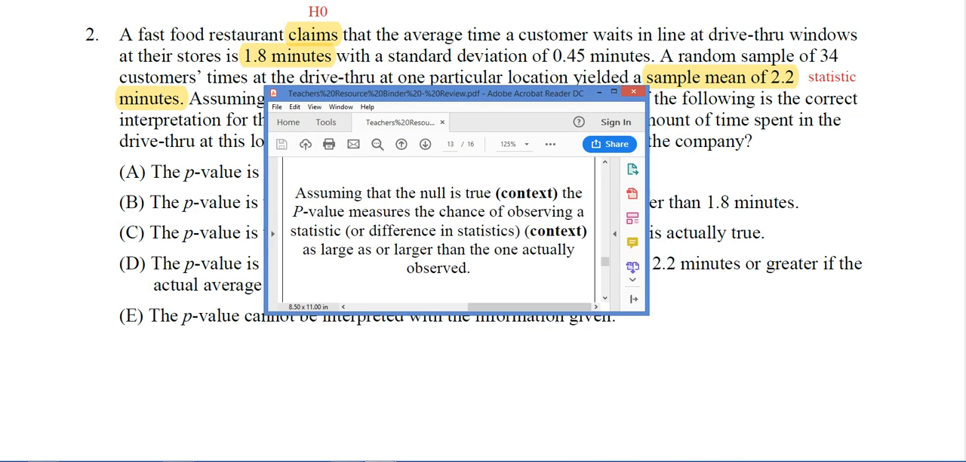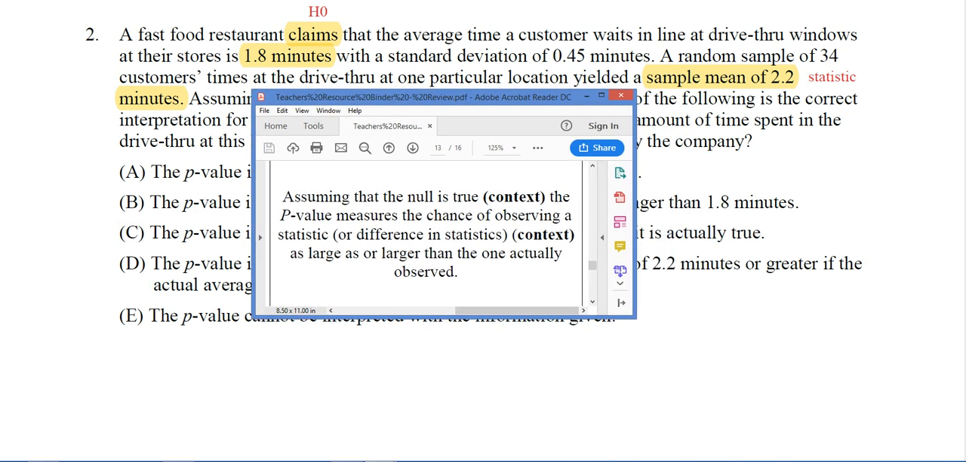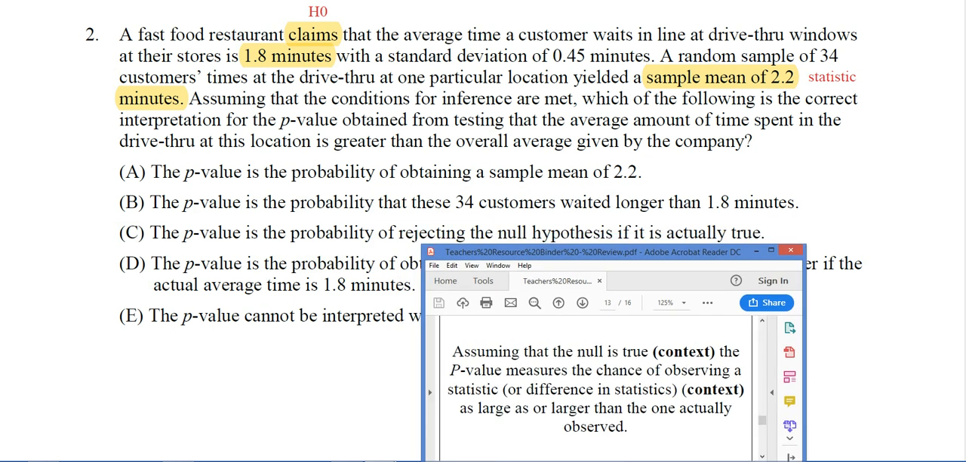Right? So the flashcard says that the meaning of a p-value is this. Okay, assuming that the null is true, context. Okay, so assuming that the true average time is 1.8 minutes, the p-value would then measure the chance of observing a statistic. In this case, our statistic is the sample mean from that particular location, as large as or larger than the one actually observed. Okay. So now all we've got to do is look at the answer choices and find the one that's most similar to this phrase.